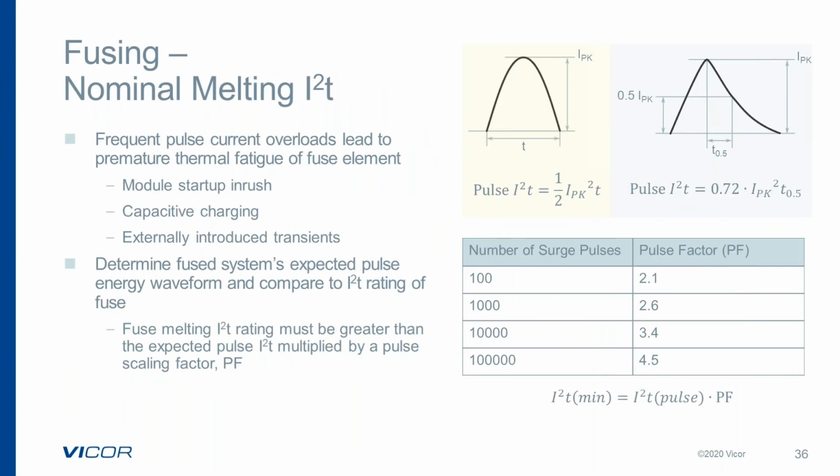I squared T melting point of the fuse. This is taken into account when we have an application where the normal operation will see current surges above the maximum current rating of the fuse. And you'll see this when you have module inrush at startup, charging capacitance, and any transients that may be introduced to the system. So the fuse has to withstand this momentary current excursion above its maximum. And we can actually add a derating factor or a pulse factor when selecting this fuse.